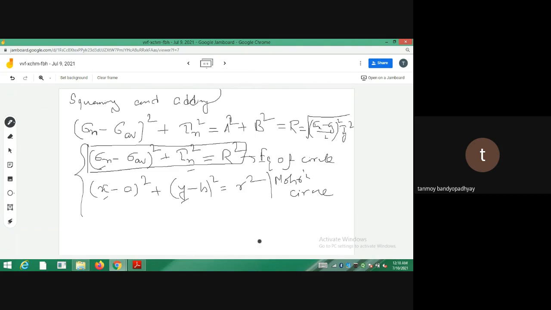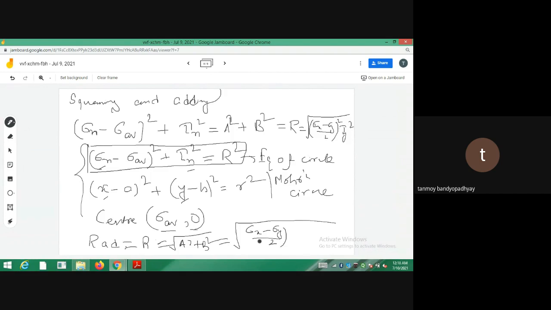So here also we can determine the center of the circle. The center of the circle is sigma average comma 0. Whatever the value of sigma average is, it should always be lying on the x-axis. The x-axis is sigma n. And what is the radius of the circle? The radius r should be equal to root over of a square plus b square, that is root over of sigma x minus sigma y by 2 whole square plus tau xy square. Ok, now let me draw it.